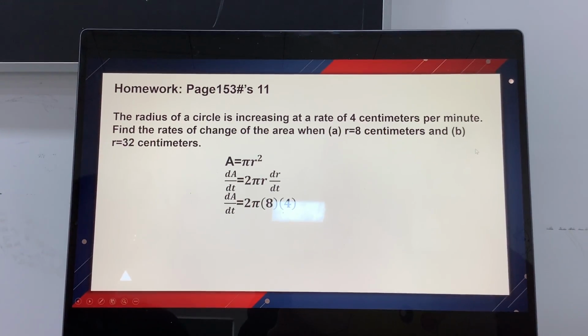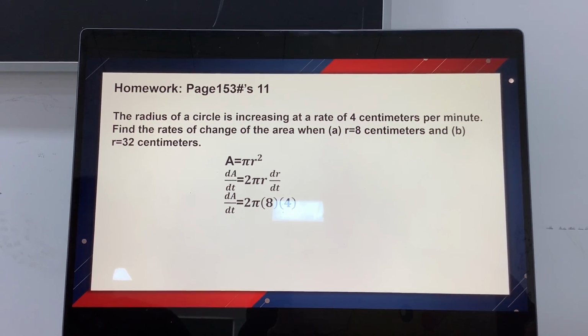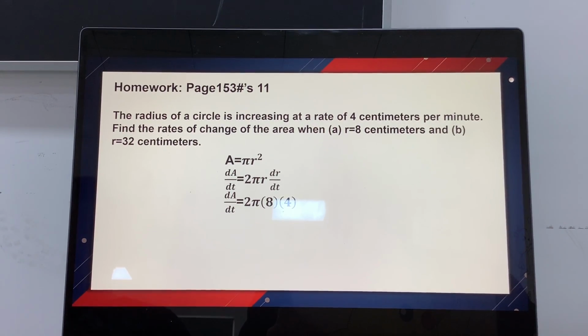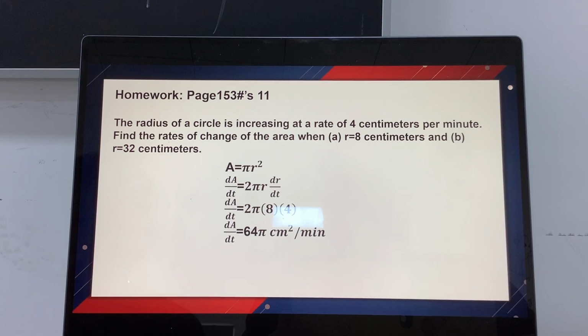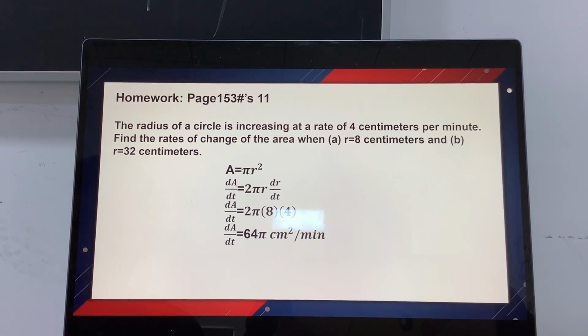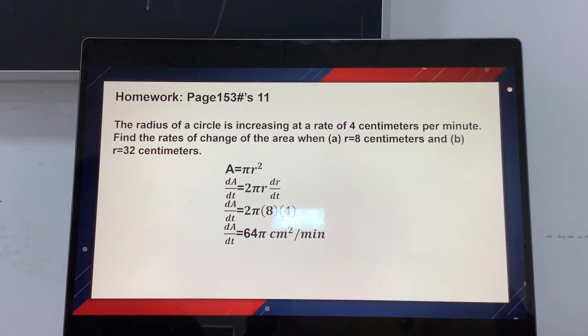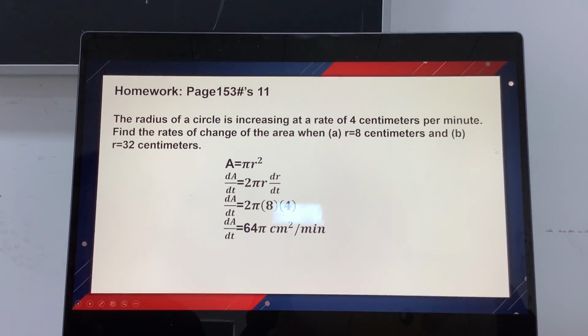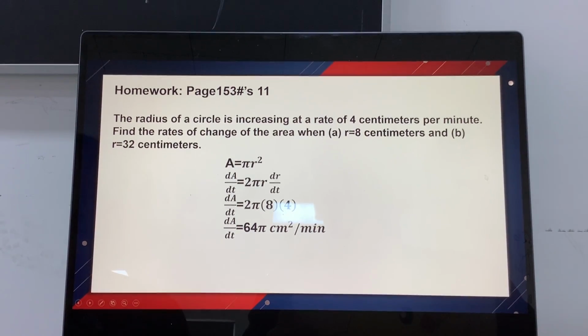And we know r equals 8 centimeters. So just put it in, and dA over dt is equal to 24 pi centimeters squared per minute. And this is the question we need to do, question A. We don't need to do question B.